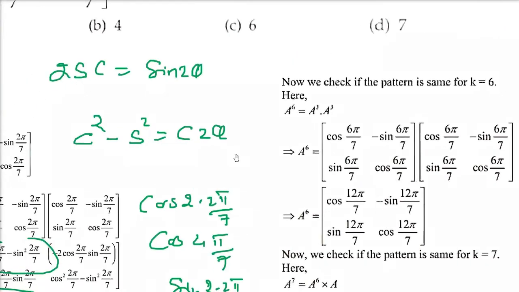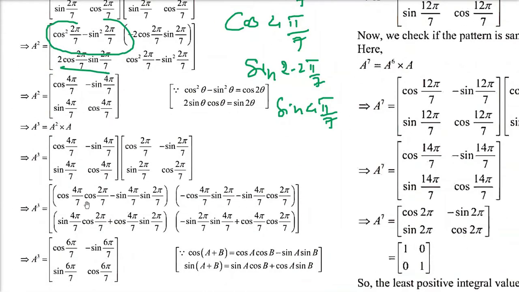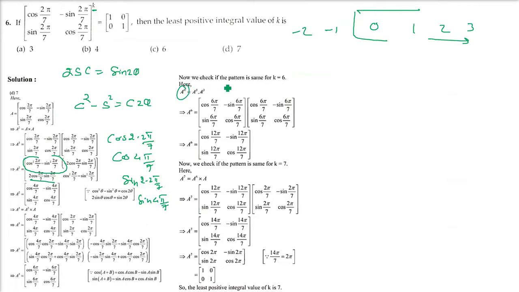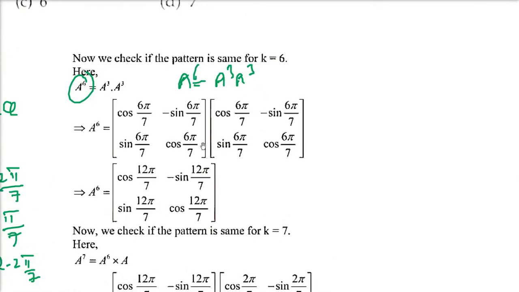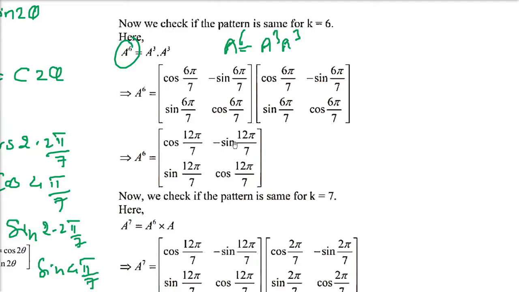Now A raised to 6, because A to the 4 is already done. Among the options, 3 I have checked, 4 I have checked. Now let us check for 6. A raised to 6 can be easily done by A cube into A cube. So let us multiply A cube with A cube. What do you get?